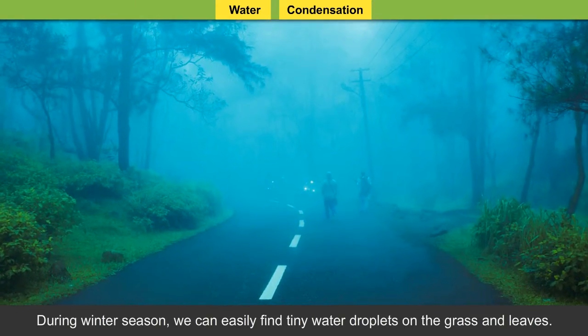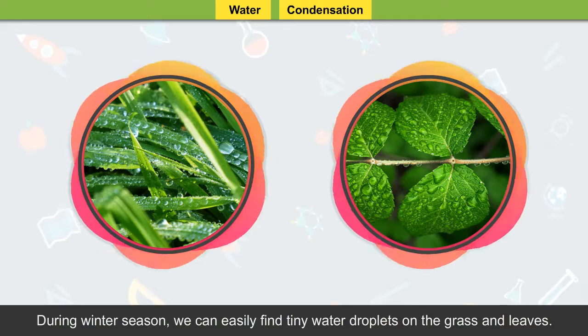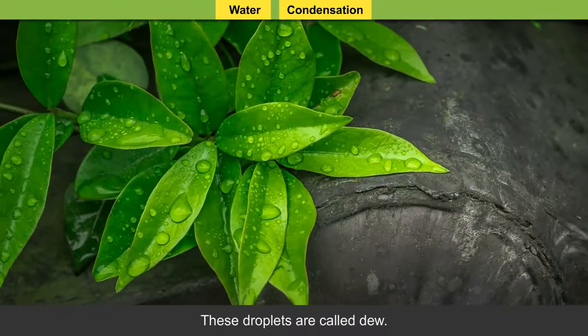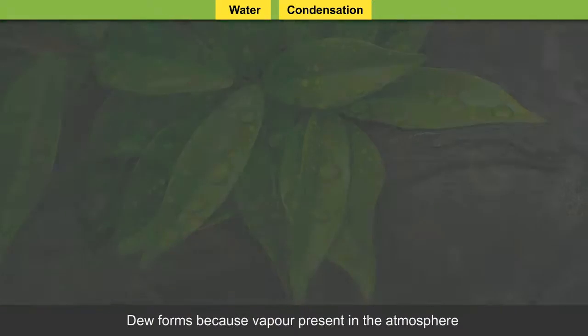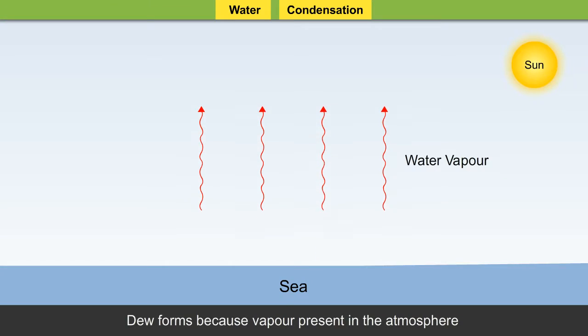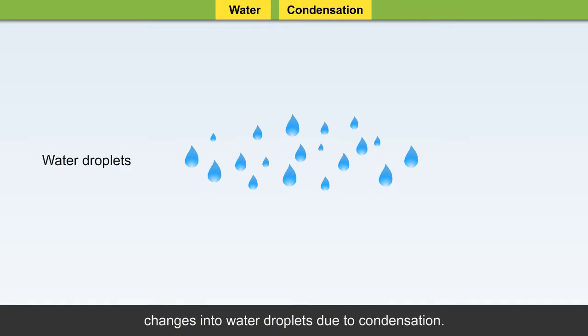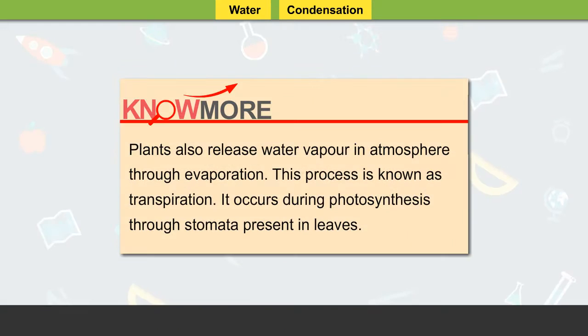During winter season, we can easily find tiny water droplets on the grass and leaves. These droplets are called dew. Dew forms because vapor present in the atmosphere changes into water droplets due to condensation.